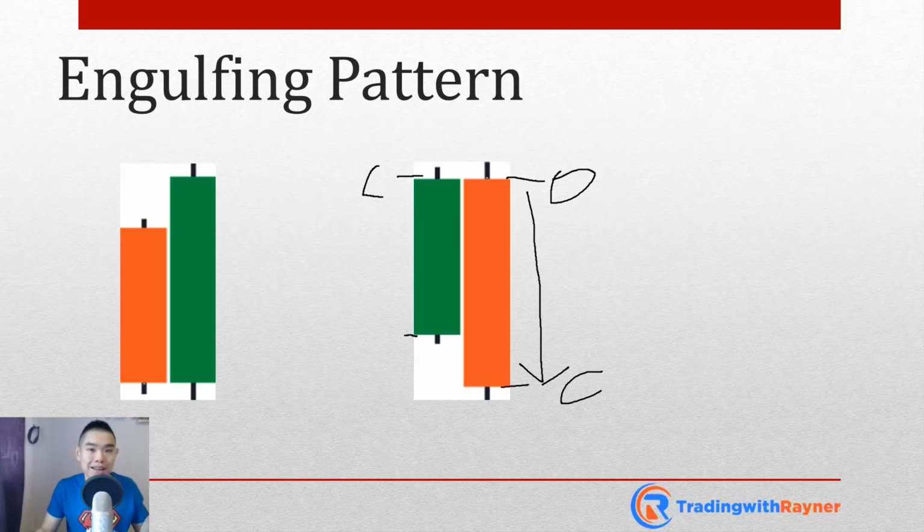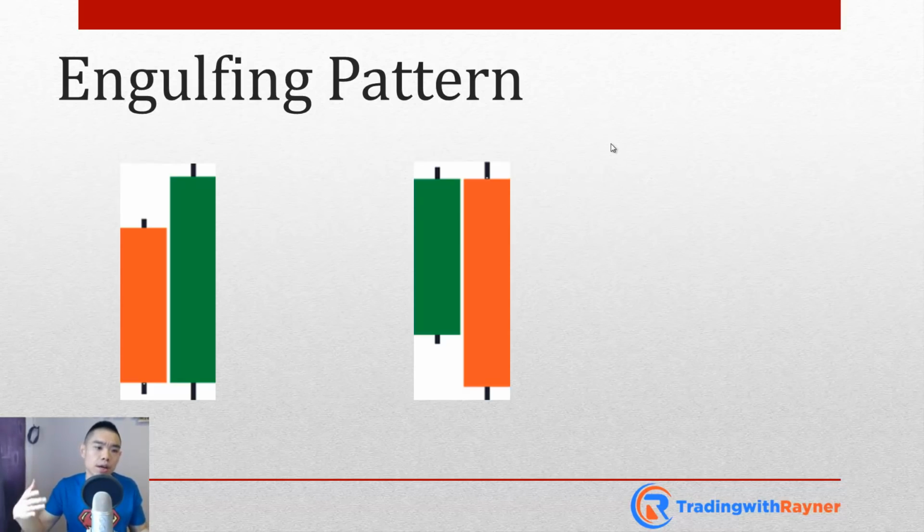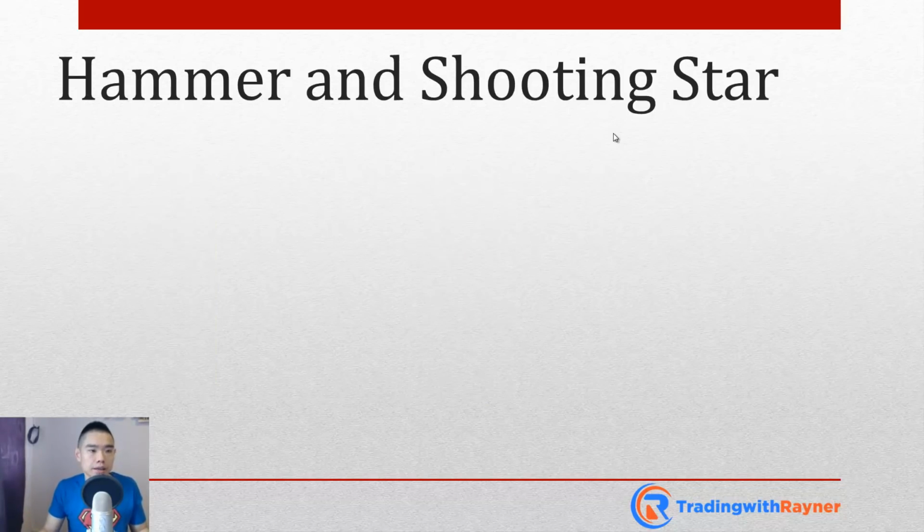Okay, so this is the first pattern that I want to share with you, the engulfing pattern. And it's very useful to identify market reversals. The next one, hammer and shooting star. All right, so let's have a look at the hammer.